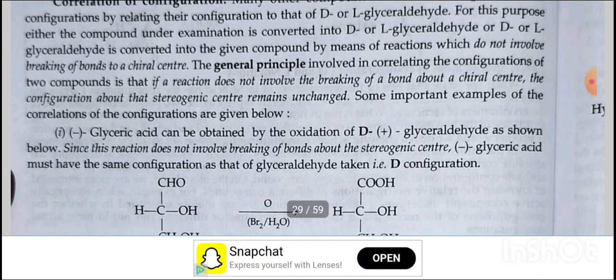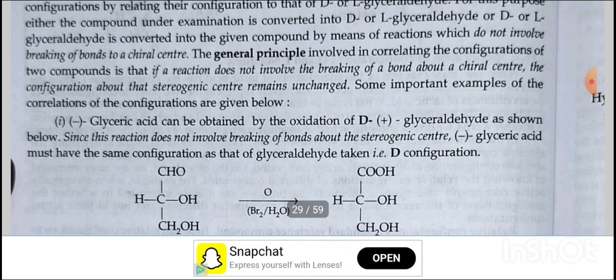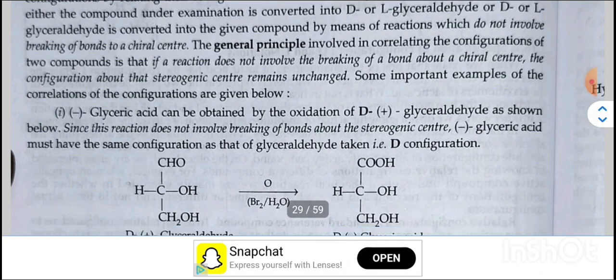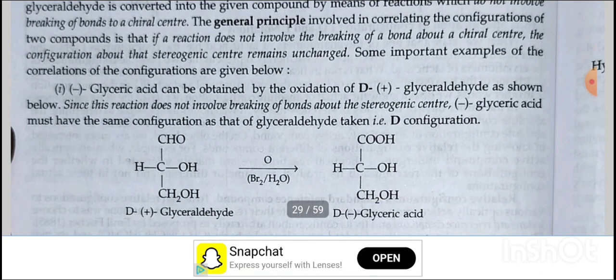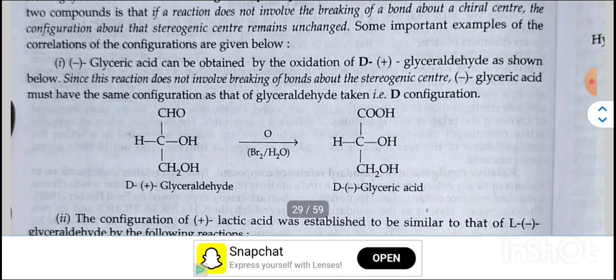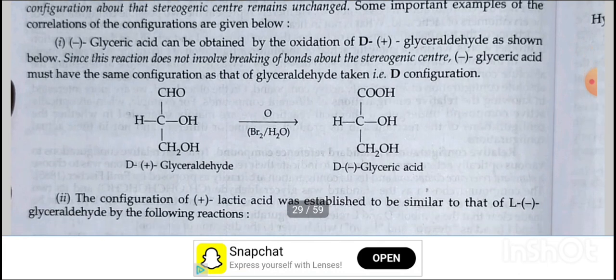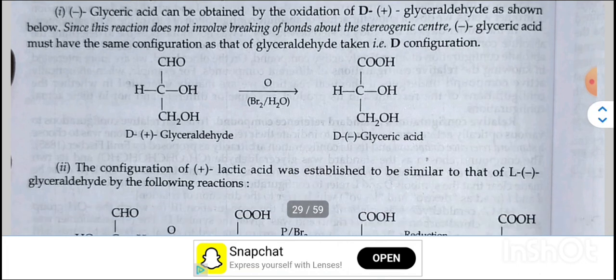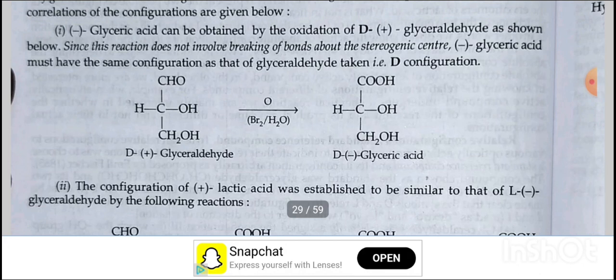The general principle involved in correlating the configurations of two compounds is that if a reaction does not involve the breaking of a bond about a chiral center, the configuration about the stereogenic center remains unchanged. Some important examples of correlation of configuration are given below. Negative glyceric acid can be obtained by the oxidation of D-positive glyceraldehyde as shown below. Since the reaction does not involve breaking of a bond about the stereogenic center, negative glyceric acid must have the same configuration as that of the glyceraldehyde taken.